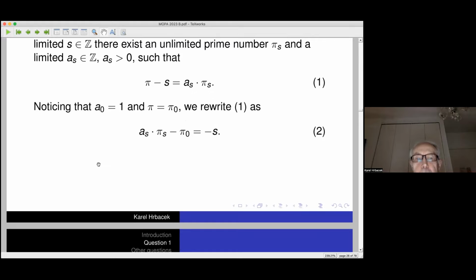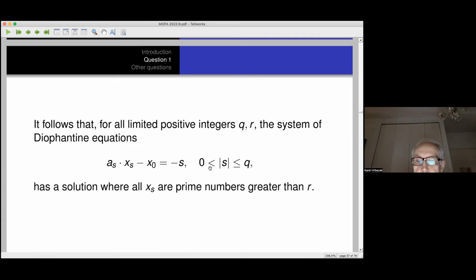Now, I want to convert this into a standard statement. So instead of talking about the infinite system, I talk about the finite system of equations restricted to the values of s up to q. So consider the system of Diophantine equations, a sub s times x sub s minus x sub zero equal minus s, for s less than or equal to q in absolute value. And if there is a counterexample, then for every q, this system has a solution by unlimited primes. In other words, by transfer, it has arbitrarily large limited solutions.